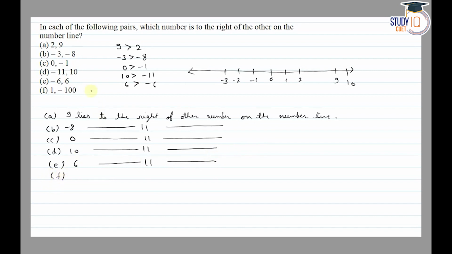And last, F: 1 and -100. 1 is a positive integer and -100 is a negative integer, so 1 is greater than -100. So 1 lies to the right of -100 on the number line. Thank you.